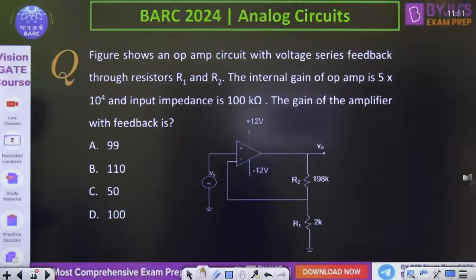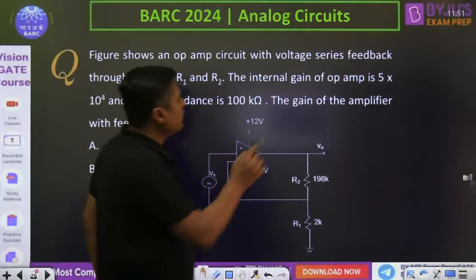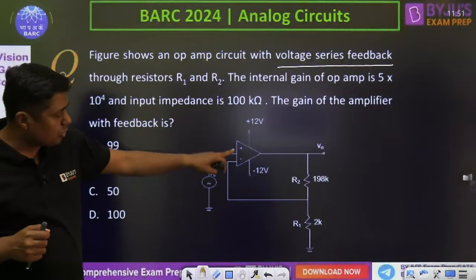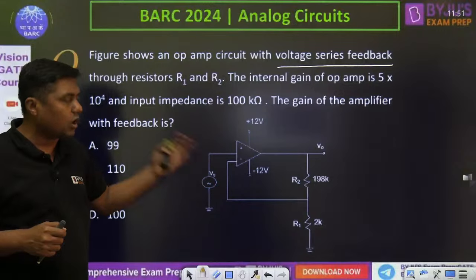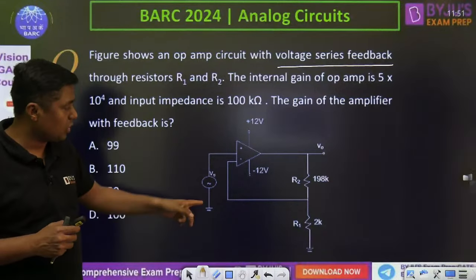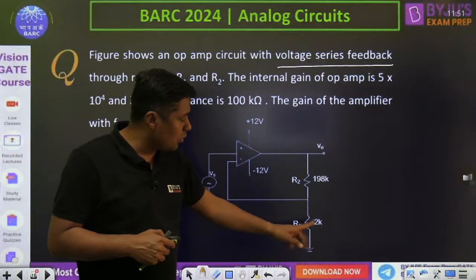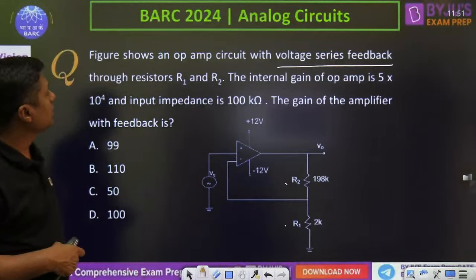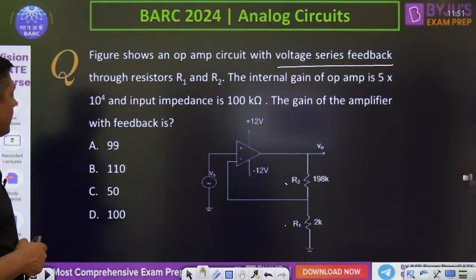That is again on operational amplifier. The figure shows an op amp circuit with voltage series feedback. So it is given, yes, voltage series feedback. Here input is given to non-inverting terminal and feedback is given to inverting terminal. Means it is a non-inverting operational amplifier because input is given to non-inverting terminal. 198 kilo ohm, 2 kilo ohm it is given. This is the value of RF. This is the value of R1. The internal gain of the op amp is 5 into 10 to the power 4.